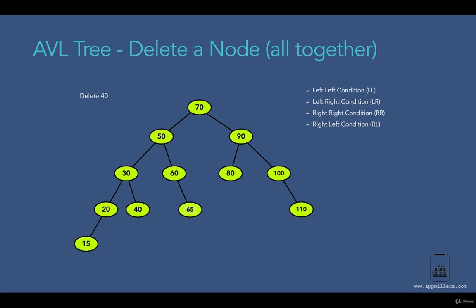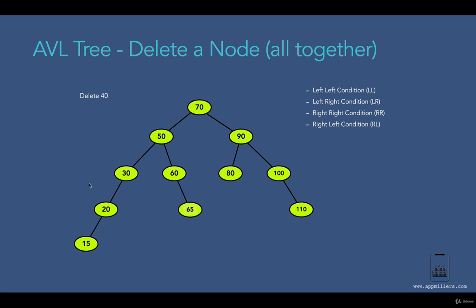For the first thing, I want to, for example, delete 40 from this AVL tree. If you look at this tree, we can easily see that 40 is located at the left subtree. Now if I delete 40 from here, the parent of 40 becomes disbalanced because the left subtree's height is 2 and the right subtree's height is 0. So this node is disbalanced.